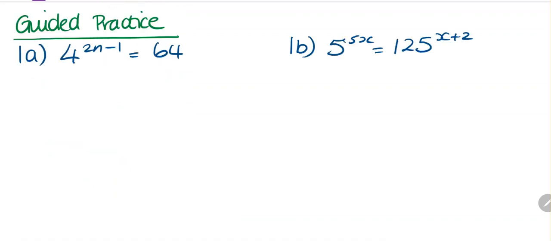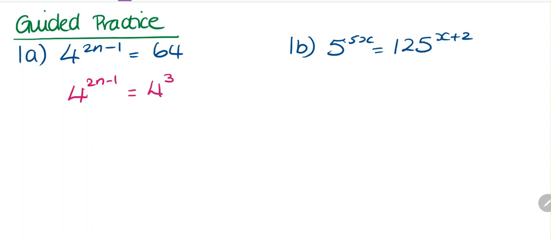Okay, guided practice questions. There's 2 questions for you to try. So pause the video, answer the questions, and when you're ready for the answers, press play. Okay, we need to make them the same base. So let's have a look at 1a. So 64, how can we write 64 with a base of 4? So this is going to stay the same, but we can rewrite 64 as 4 to the power of 3.